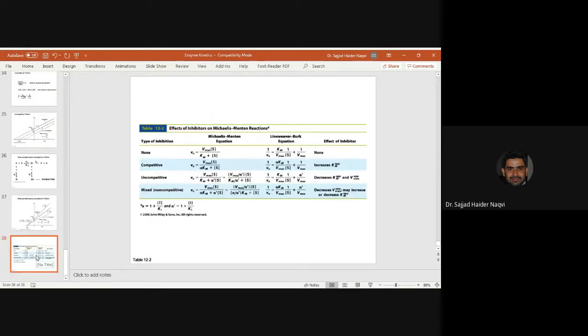So we'll end up here that this is the effect of inhibition on the Michaelis-Menten reaction. What I want to say is that whatever we have explained about the competitive, uncompetitive, and mixed can be explained on the Michaelis-Menten reaction as well. But graphically explaining that on the Michaelis-Menten graph is much more difficult. That's why we have used the Lineweaver-Burk plot, which is the reciprocal of that, which gives us a better understanding of these competitive, non-competitive, and mixed inhibition strategies.